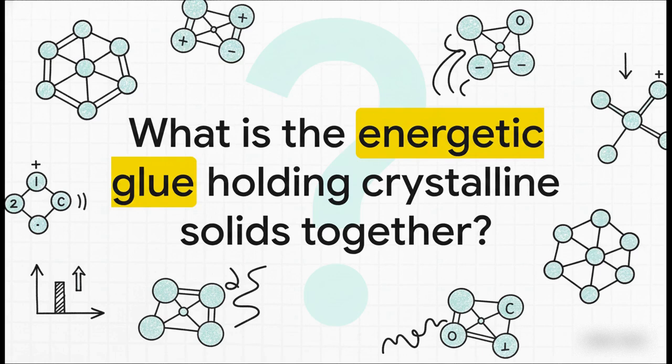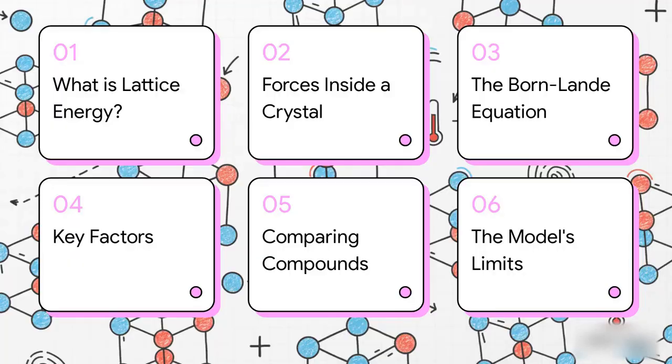And that's exactly the question we're going to tackle. In this explainer, we're going to unpack the whole concept of lattice energy, what it is, how we can calculate it, and what key factors make it so incredibly powerful. So here's our game plan. We'll start with the basic definition, then we'll look at all the forces at play inside a crystal. From there, we'll get into the math with the Born-Lande equation. After that, we'll see how we can actually use this theory to compare real compounds, and finally, we'll talk about where our model has its limits. All right, let's jump in.